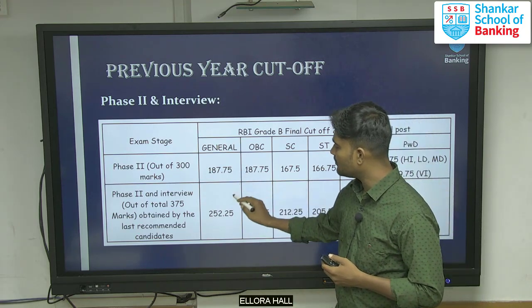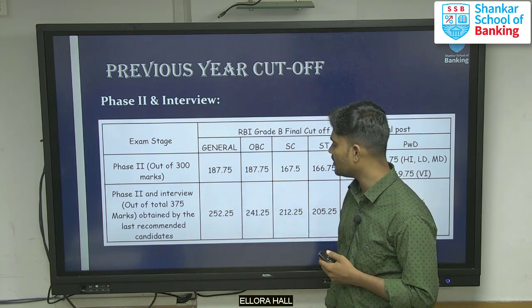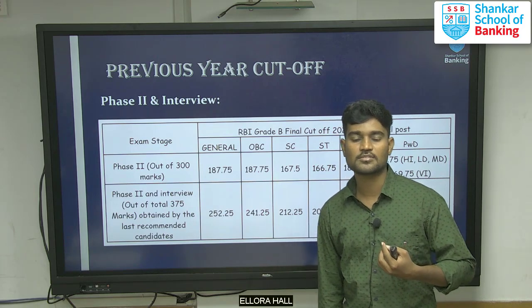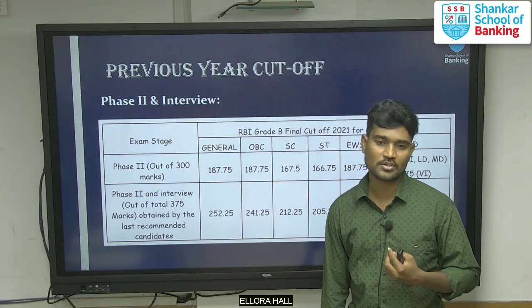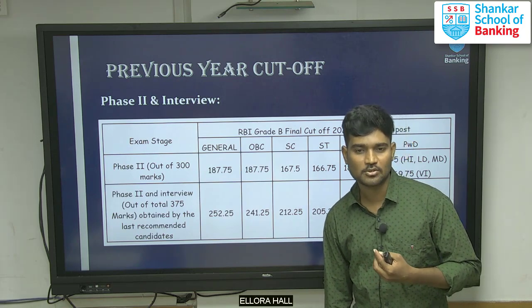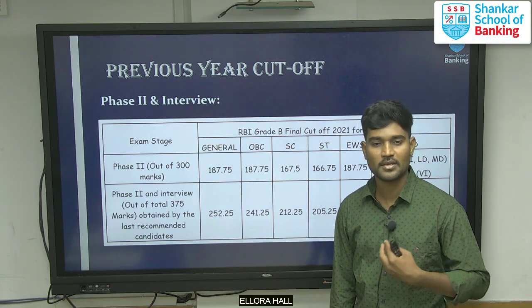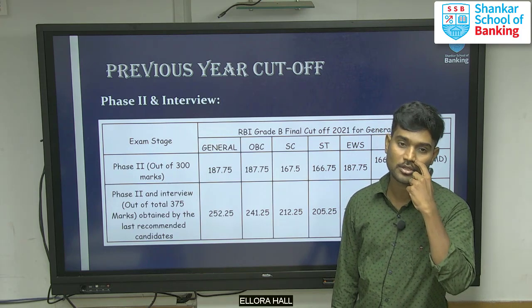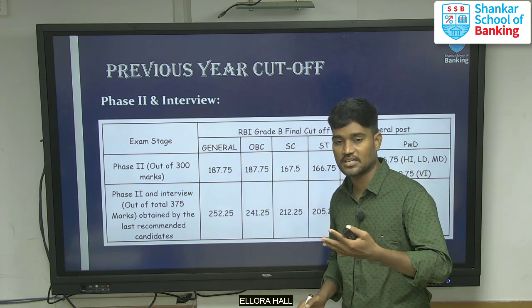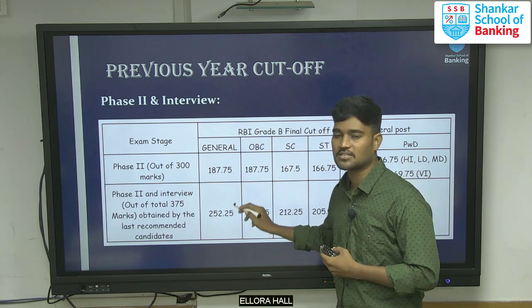Let's take the difference between 187.75 and 252. Around 65 marks you are getting from the interview. It is not impossible to secure this, but out of 75, nobody secures 65. Maybe 1 or 2%, but not all the people. So the mains marks are very important, as I said earlier.